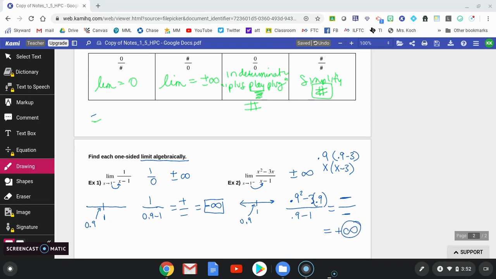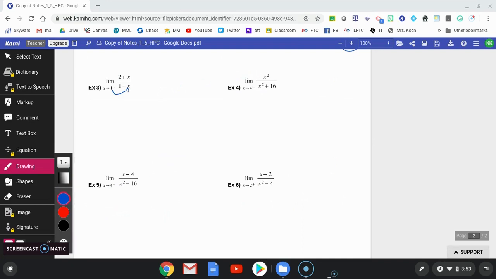All right, example 3, here we go. We're going to plug in that 1. We're going to be in some trouble because we're going to get a number over a 0 again. So again, I know I've got a 50-50 shot here. I'm going to this time plug in a number that's approaching 1, but from the right-hand side. So I want to plug in a number that's just over 1. Let's go with 1.1. When I do that, I get 2 plus 1.1 over 1 minus 1.1. Again, don't even worry about what number this is. Just worry about the sign of it. This is going to be a positive number over a negative number, and therefore I'm going to be approaching negative infinity.